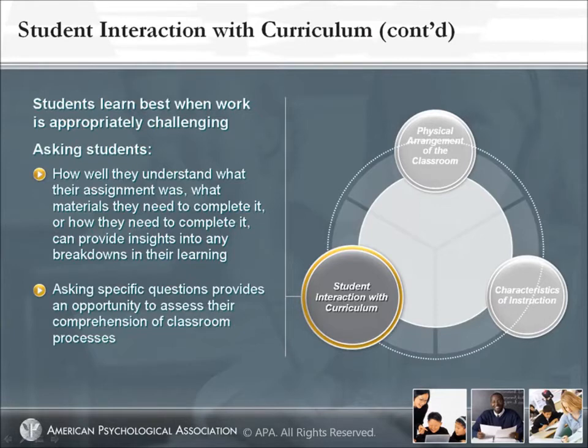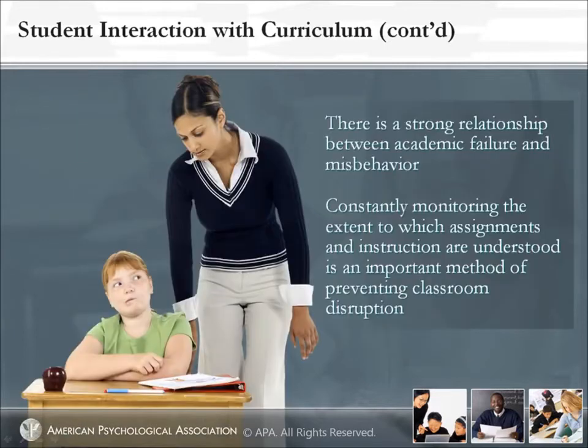There is a strong relationship between academic failure and misbehavior. Constantly monitoring the extent to which assignments and instruction are understood is an important method of preventing classroom disruption. Although it may be unrealistic to assess all students' understanding on a frequent basis, a sample of students can be interviewed to make sure most students understand the material.